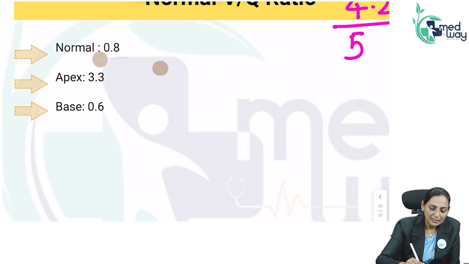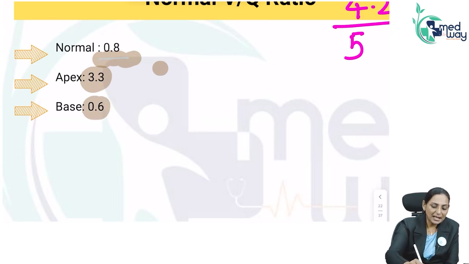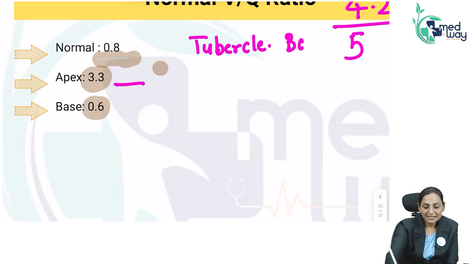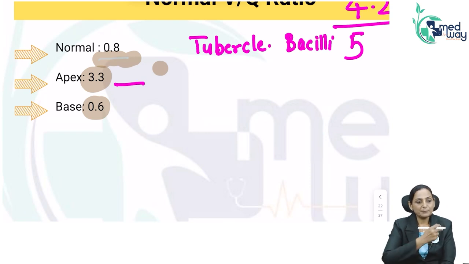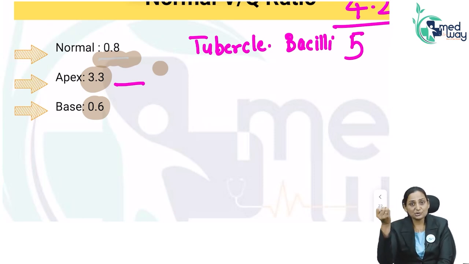Okay. And the ventilation perfusion ratio is more at the apex, that is 3.3, less at the base, that is 0.6. So you remember that the tubercle bacilli, they are strict aerobes and they prefer the apical portion of the lobe of the lungs because they love oxygen, and ventilation perfusion is better over here.